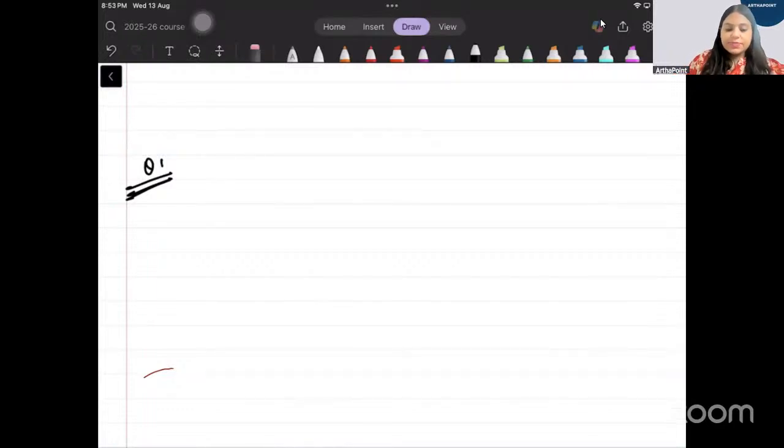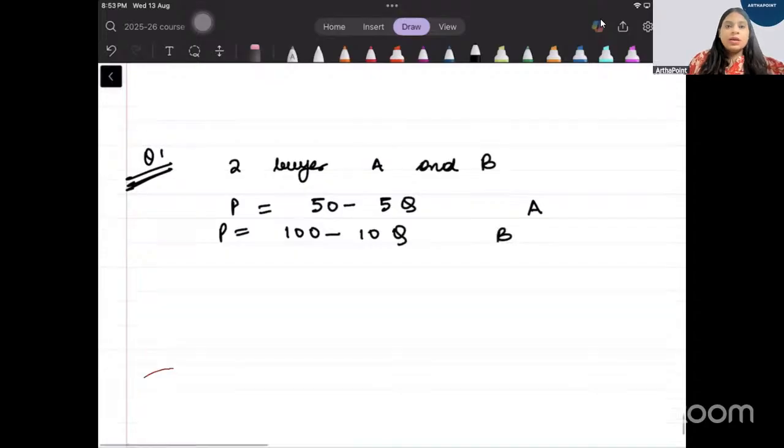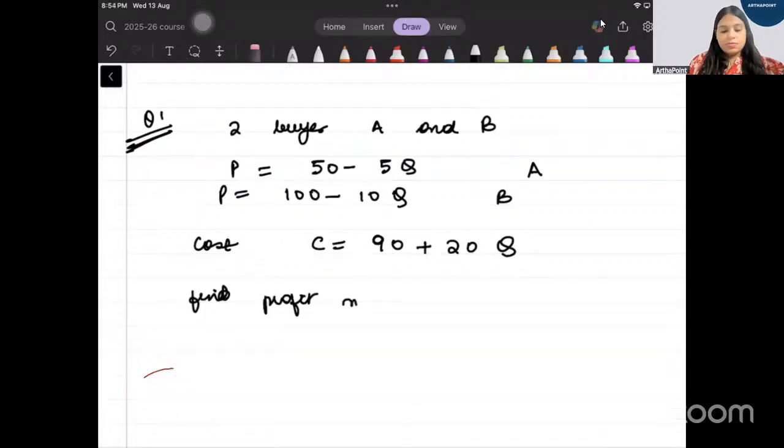The question is that there is a monopolist who has two types of buyers, A and B. The inverse demand function for A and B is given as P equal to 50 minus 5Q for A and P equal to 100 minus 10Q for B. The cost function of the monopolist is given as C is equal to 90 plus 20Q. Find the profit maximizing output for buyer B. Go ahead, give it a try. Find profit maximizing output for buyer B.